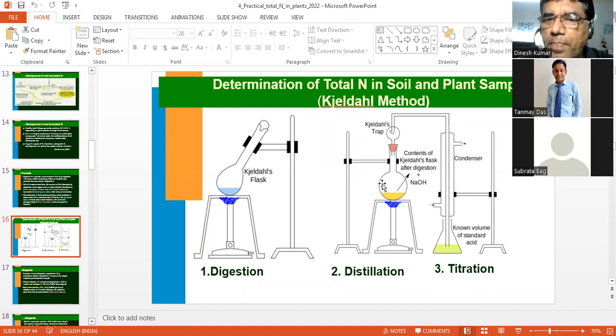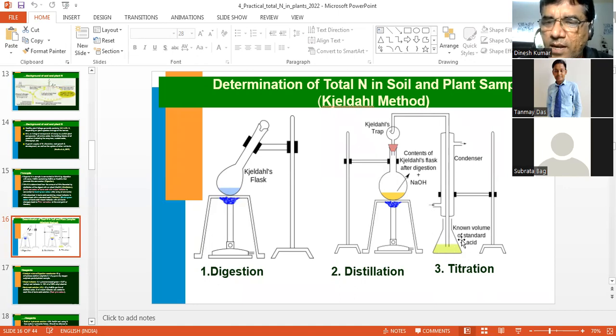So when you put this digest here on the burner, and you put some sodium hydroxide into it, and immediately plug it, then the reaction will happen, and ammonia will be liberated. Up to here, it will be NH3. Then it will move from here to here, where you get condensation, some cooling system, and it will be converted to ammonium hydroxide. This ammonium hydroxide will fall here, and it will be collected in the boric acid.